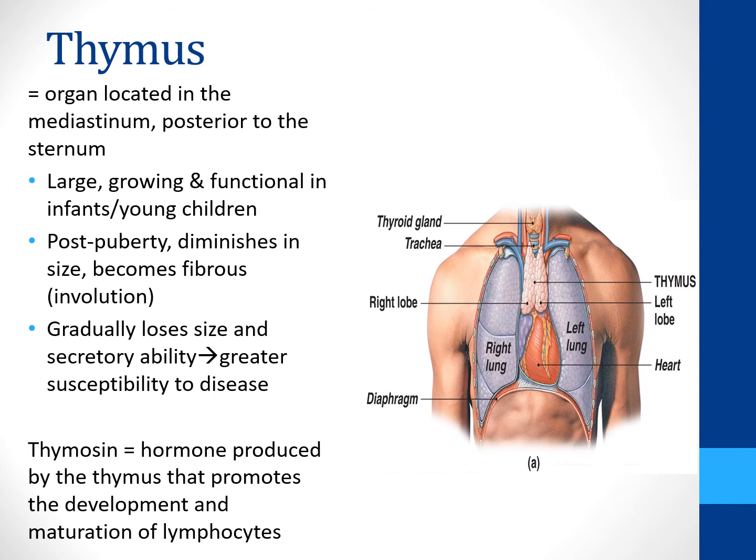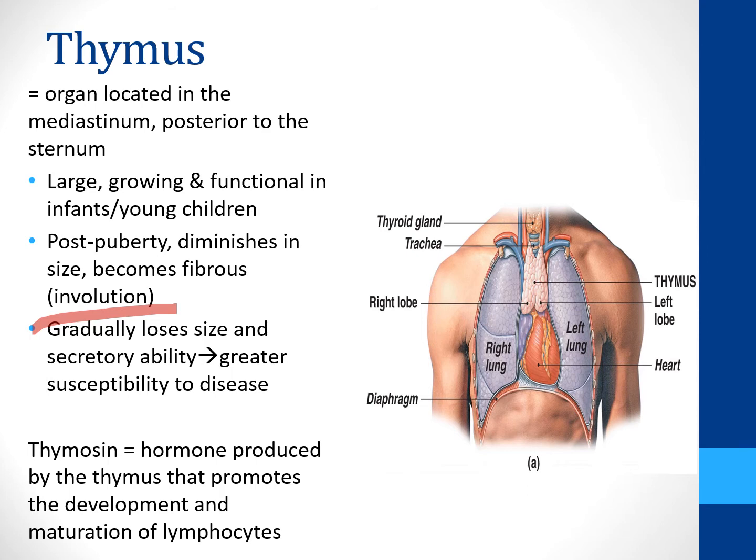So those lobules have a cortex and a medulla, which is called Hassel's corpuscles. The function of the thymus is to produce T cells. It's growing and functional in children. It reaches its maximum size at puberty, and then after puberty, it starts to decrease in size, which is called involution. And you can see that here, involution.